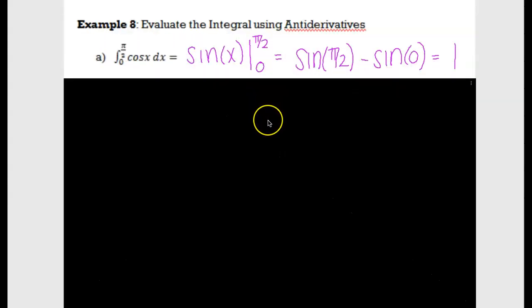Alright. Antiderivative of cosine x is, yes, but it needs no negative this time because it starts with an x. So antiderivative of cosine is positive sine. We're evaluating from 0 to pi halves. So sine of pi halves is 1. Sine 0 is 0. 1 minus 0 is 1.